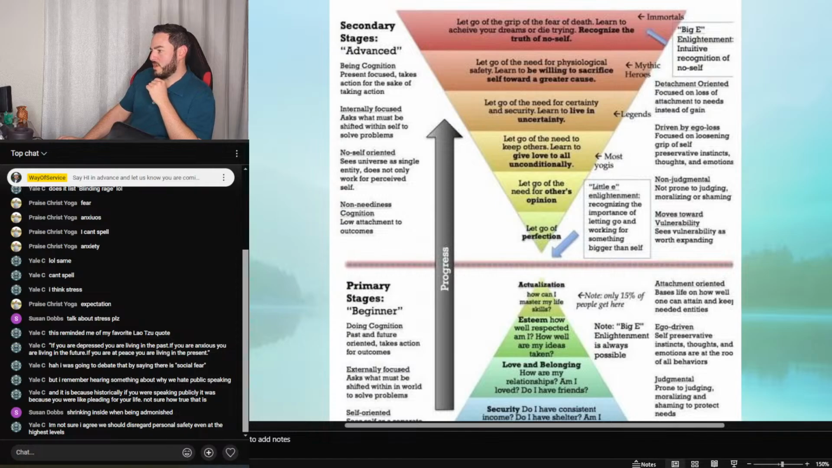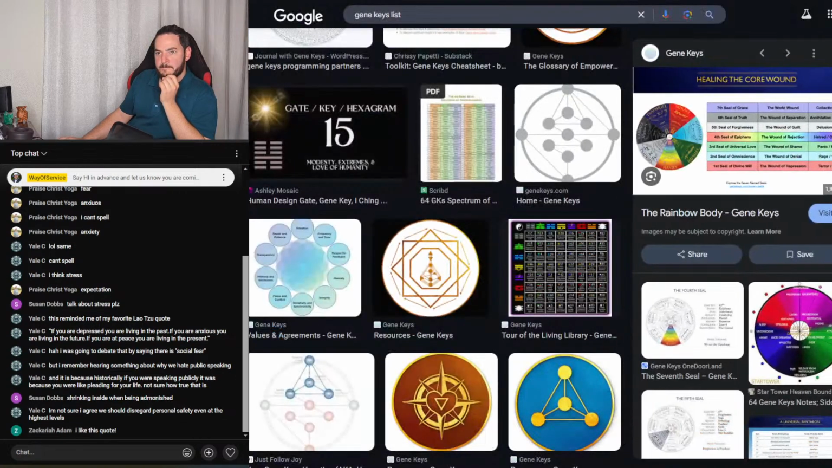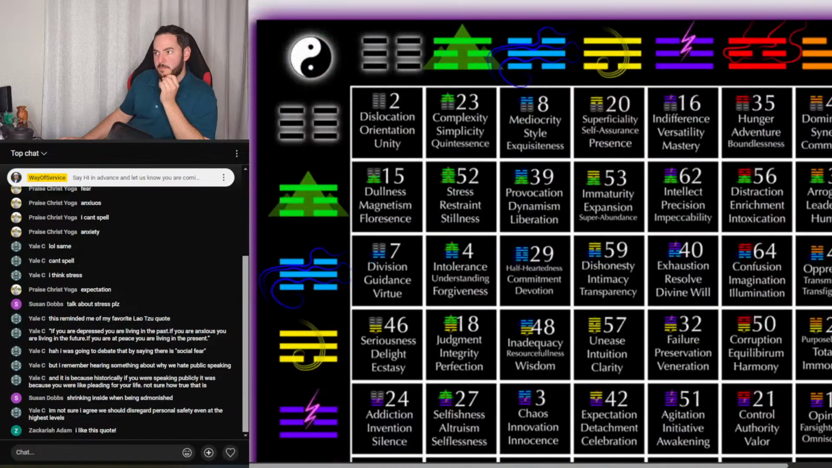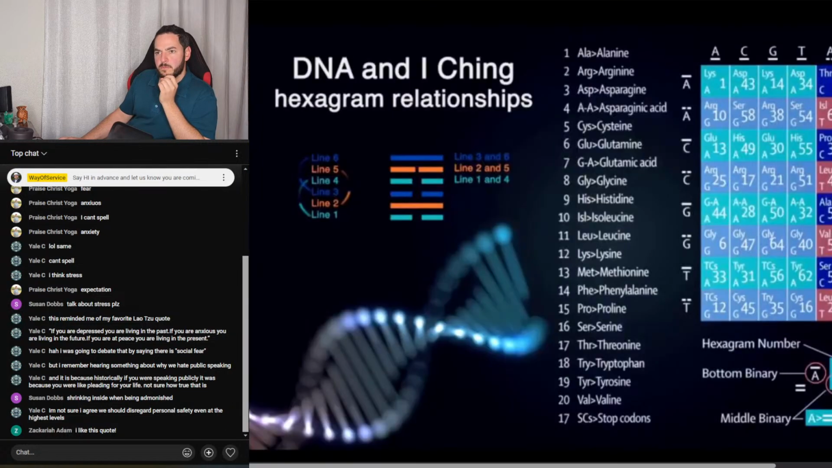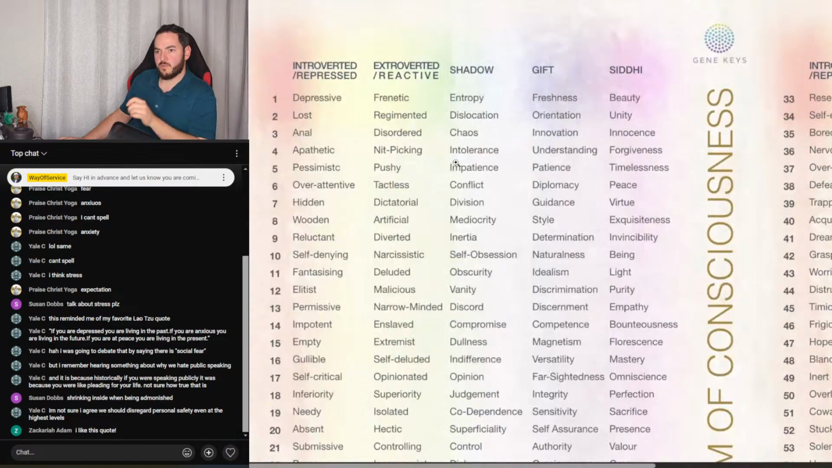Susan says, shrinking inside when being admonished. Interesting. Okay. Well, let's see if we can find it on the chart and transmute that emotion, and see if we can put our finger on that emotion. I actually have another tool to help us identify these emotions that you guys are sharing. Not that one. This one.